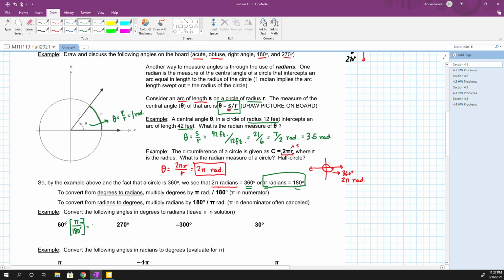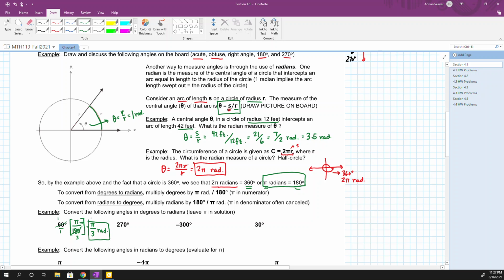So you could do that multiplication and then simplify, or you could notice, hey, this is 60 over 1 times pi over 180. Well, before I multiply, 60 goes into 60 one time, and 60 goes into 180 three times. So I would be left, in this case, with pi over 3 radians. So 60 degrees is the same as pi over 3 radians.